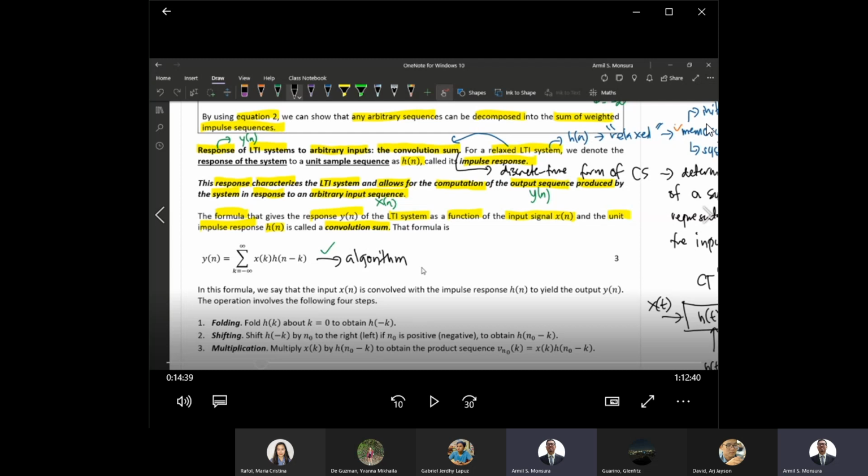So meron akong gagawing announcement with regards sa inyong quiz number 2. Okay? Kaya lang sa ngayon, tinitingnan ko pa yung implications nung mga actions na gagawin natin regarding your quiz number 2. So pinaplano ko siya mabuti. Okay, so abang lang kayo. Basta within this week magkakaroon tayo ng announcement about your quiz 2.